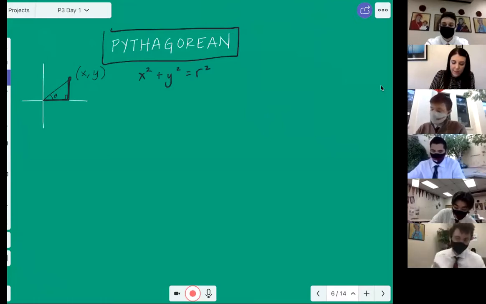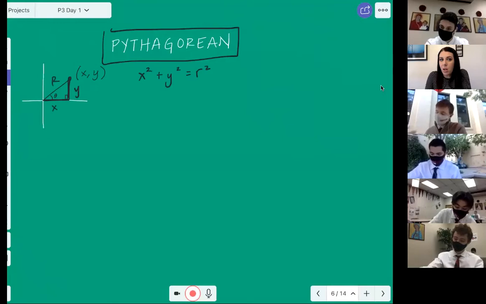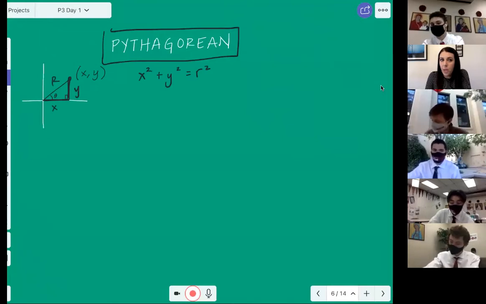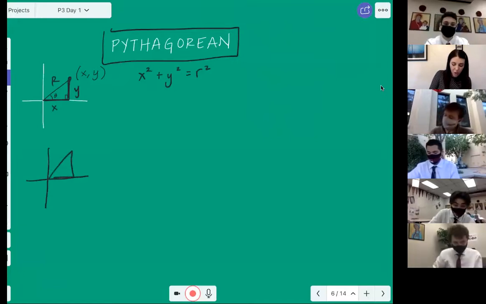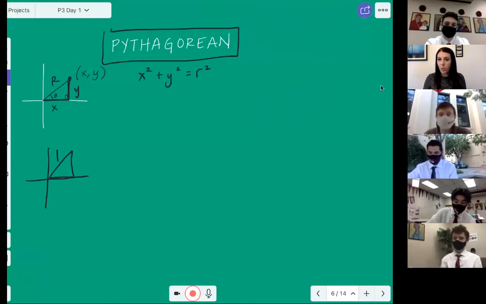So in general, this is our r, this is our x, this is our y, and we are able to solve that triangle using x squared plus y squared equals r squared. Now, when we're on our unit circle, we know something very specific will always be true, which is that our r is always equal to what value on our unit circle? What's our r always equal to? Ty, say it out loud. 1. Correct. Our r is always equal to 1.